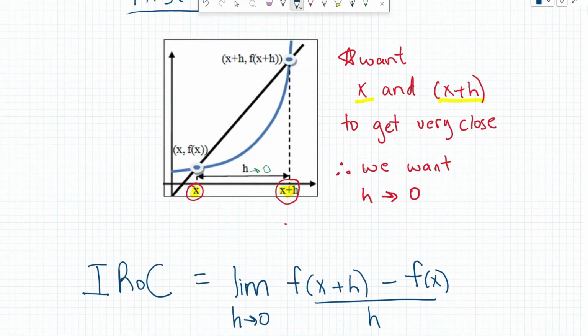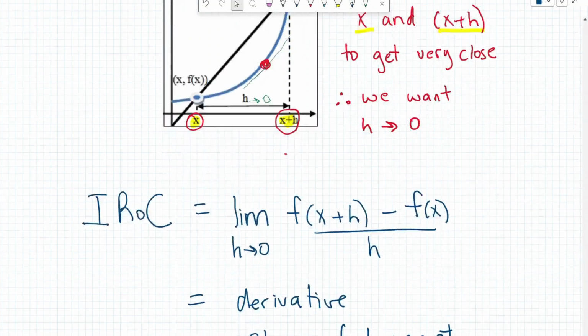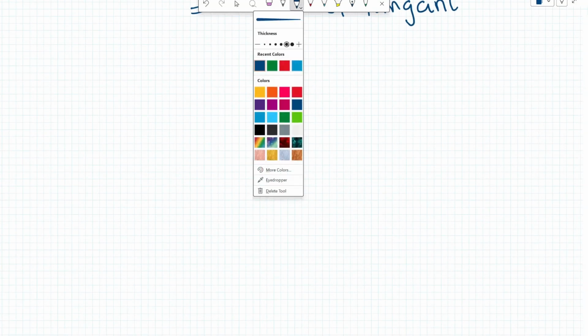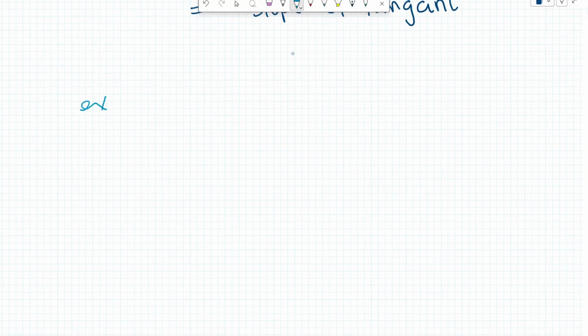So we can go along our function over here and we want to figure out, let's say, what is the instantaneous rate of change over here. If we calculate the derivative, it will give us the slope, the equation for the slope of the tangent at that point. Let's do an example, and that will help clarify any further questions that you may have.